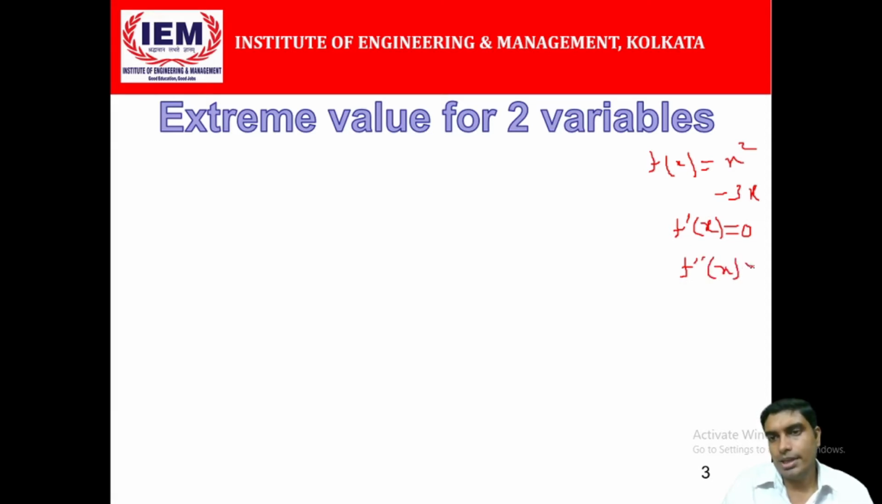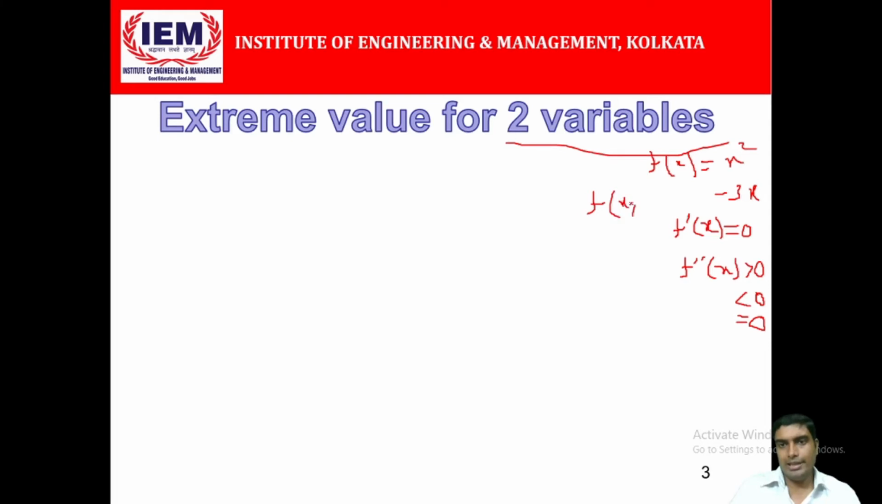If it is greater than 0, then your function has a minimum value at that point, and if it is less than 0, then at that point it has a maximum value. If it is 0, then there is no conclusion, and we have to take further derivatives. Now here we have two variables, meaning this function is no longer a single independent variable. Now you have two independent variables x and y, and for this function we have to find the extreme values, meaning either maximum or minimum, right?